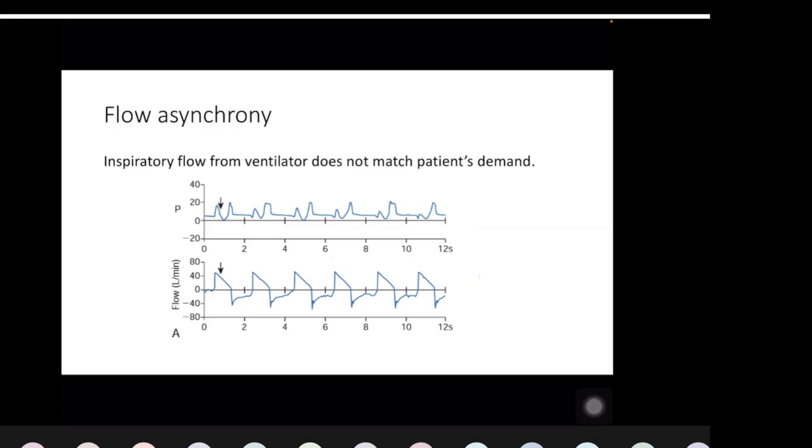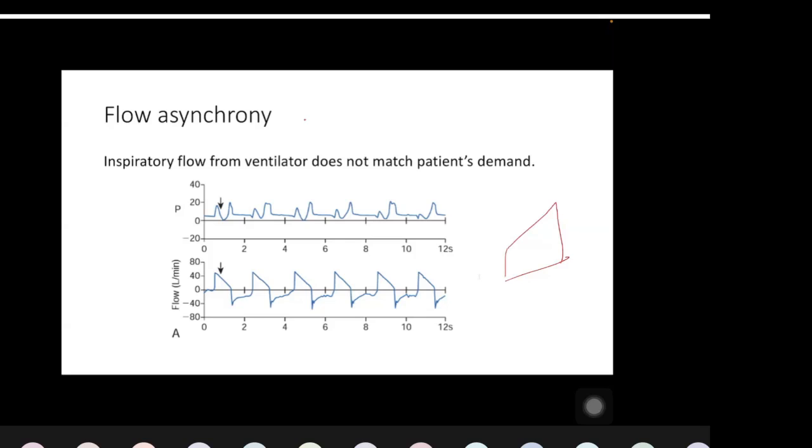Now coming to flow asynchrony. Flow asynchrony occurs when the inspiratory flow from the ventilator does not match the patient's effort. That means during inspiration, the flow that is produced by the ventilator, suppose we are giving an ascending ramp, may not be enough when the patient is having severe air hunger. These types of patterns of flow asynchrony are typically seen in ARDS patients.